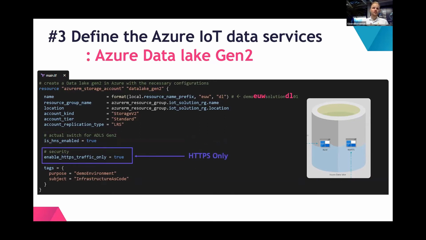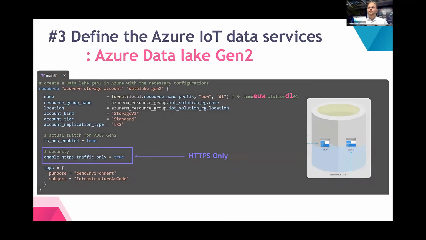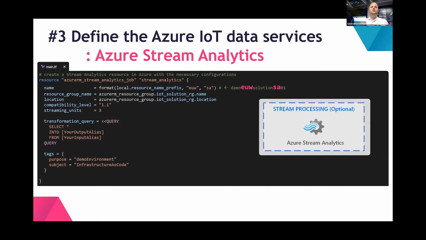And I'm also going to enable HTTPS because that's a more secure way to create a data lake. After that, I'm going to create an Azure Stream Analytics for the real-time editing of the data and also using it for analytics in Power BI.